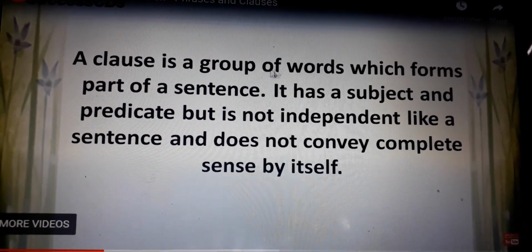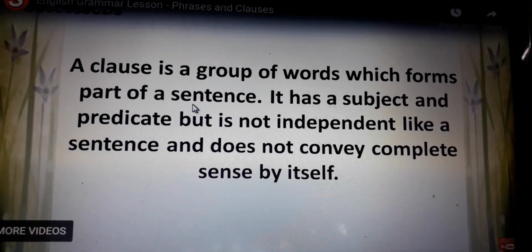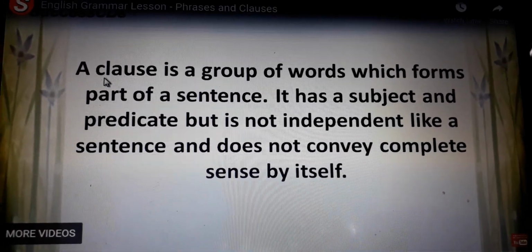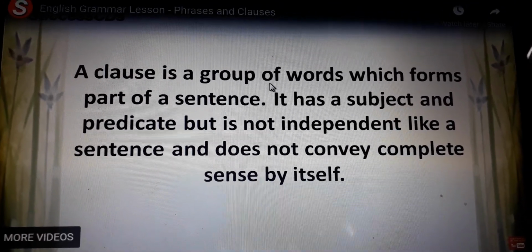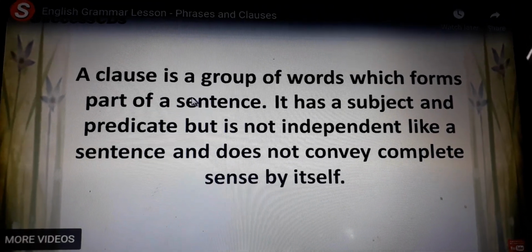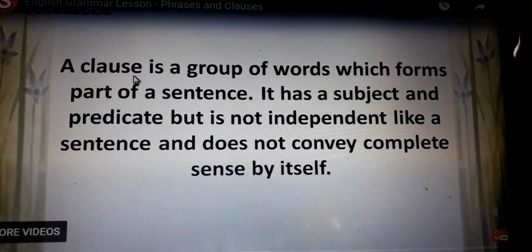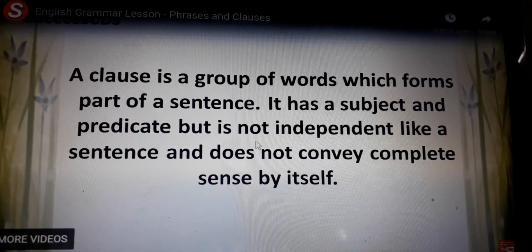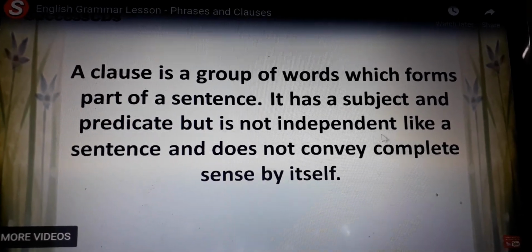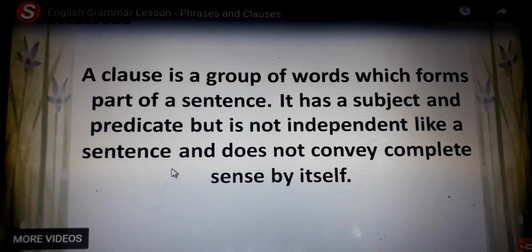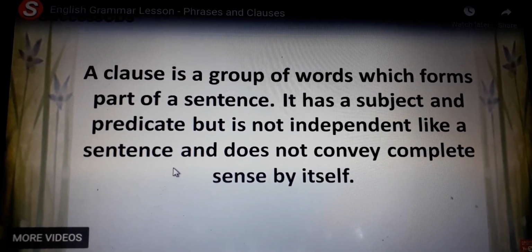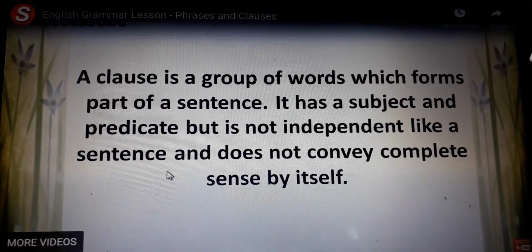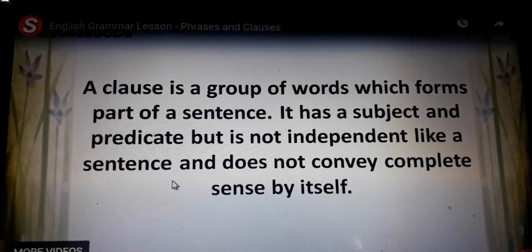Now, how is this clause different from a phrase? It is also a group of words which forms a part of a sentence. Same as the phrase. A phrase is also a group of words which forms a part of a sentence. But the clause has a subject and a predicate. But still it is not independent like a sentence. A sentence, as you all know, is independent. It makes a complete sense. It has a subject and a predicate.